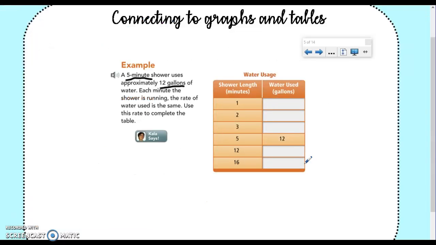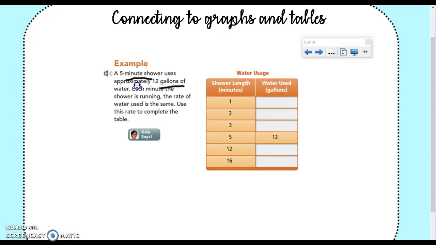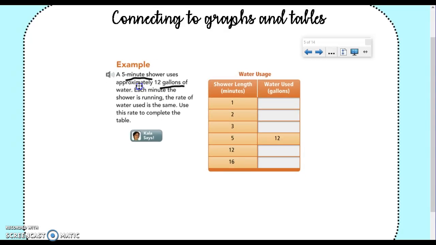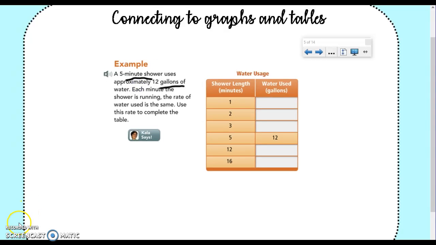All right, the next one we're going to talk about, I took this straight off of Digits as well. It says connecting two graphs and tables. A 5-minute shower uses approximately 12 gallons of water. It says each minute the shower is running, the rate of water used is the same. Use the rate to complete the table. So when you talk about rates with this, would you say water or gallons per minute or a minute per gallon? I usually say gallons per minute. That would be our rate for this.